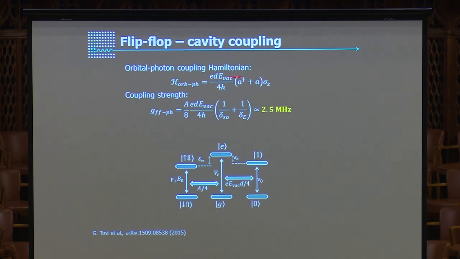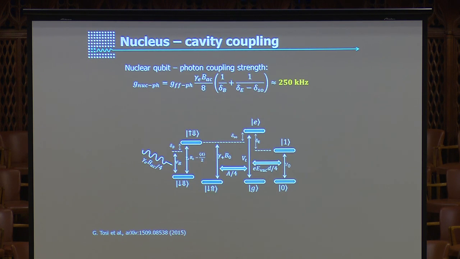You can put in the numbers, and for the flip-flop qubit with a reasonably shaped cavity with a bit of a constriction to amplify the vacuum electric field, you can easily get a couple of megahertz coupling between the flip-flop qubit and the cavity. And even for the nucleus, if you add this Raman field, you can get a quarter of a megahertz coupling between a single nucleus and a microwave photon.